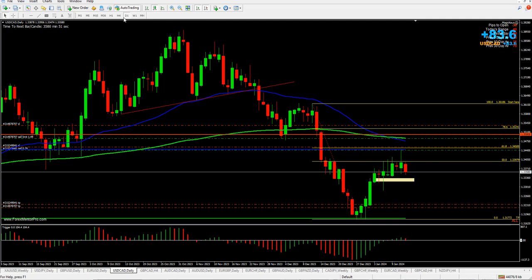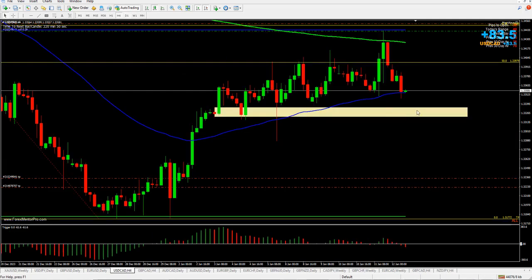Basically I'm taking half off because it's coming to a point of support, so I don't want it to reverse all the way back up and not make any profit.